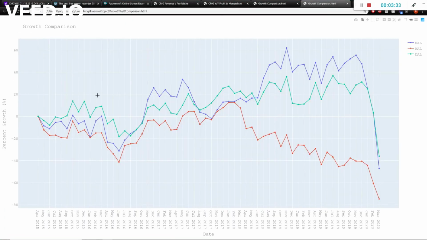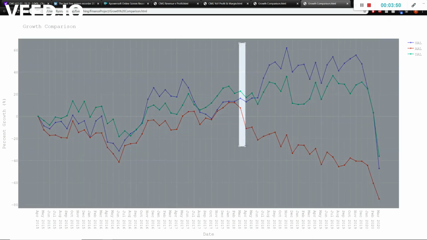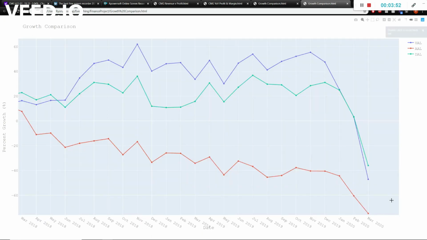Now we can see here United Airlines and Delta have kind of been racing alongside each other. They've been neck and neck. The blue and the green lines are pretty close. American Airlines kept up for a while, but around, it looks like March 2018, you can see they were starting to decline and diverge from the competition.